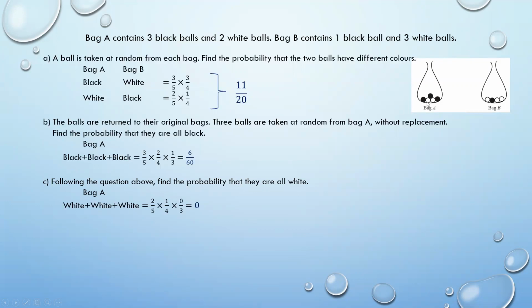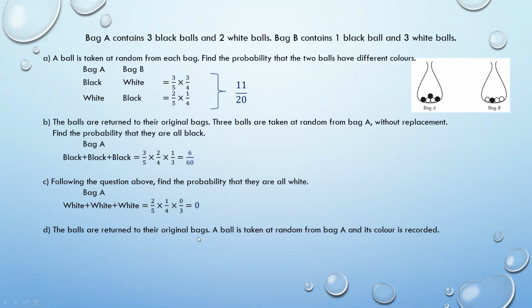You can see from the bag, there are only 2 white, so it is impossible to get a third white. So actually the answer is 0. You don't need to show the working line, you can just put 0, because you understand you cannot get a third white. It's impossible.